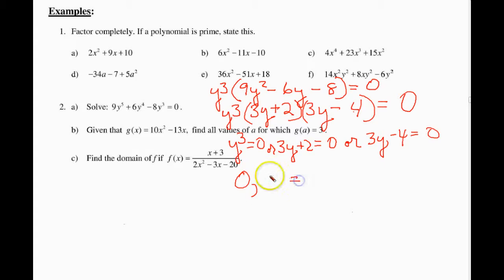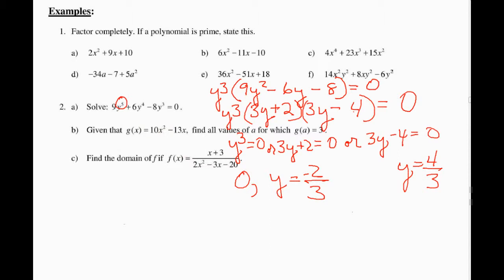This becomes a negative 2 on this side divided by 3. This becomes a positive 4 on this side divided by 3. And there are your 3 answers. Actually, these are 3. This is to the 5th, so we should have 5 answers. 0 is used 3 times.